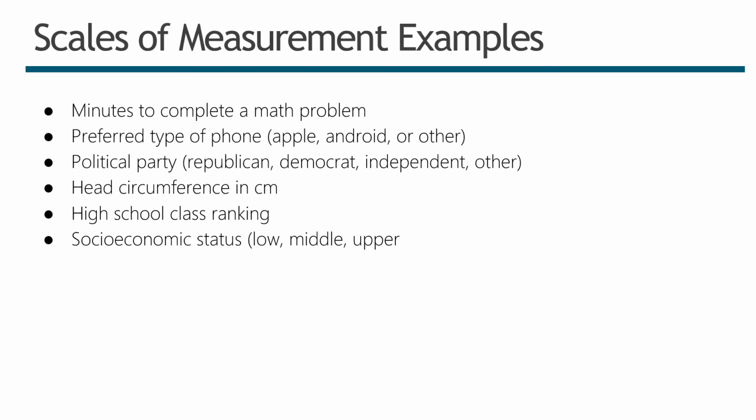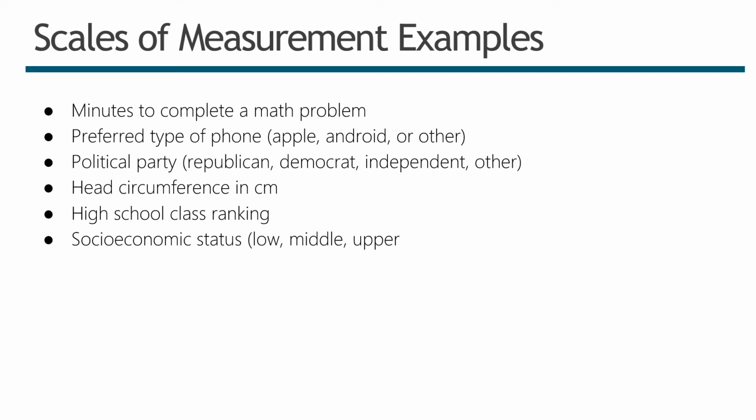Okay, so next, let's work through a few examples. Let's start with some scales of measurement examples, starting with minutes to complete a math problem. For the scale of measurement, is it nominal, ordinal, or interval ratio? In this case, it would be interval ratio, because when you're looking at minutes, the categories of minutes are equivalent. The distance between 1 and 2 minutes is the same as the distance between 3 and 4 minutes. A minute is always 60 seconds. It's always the same size.